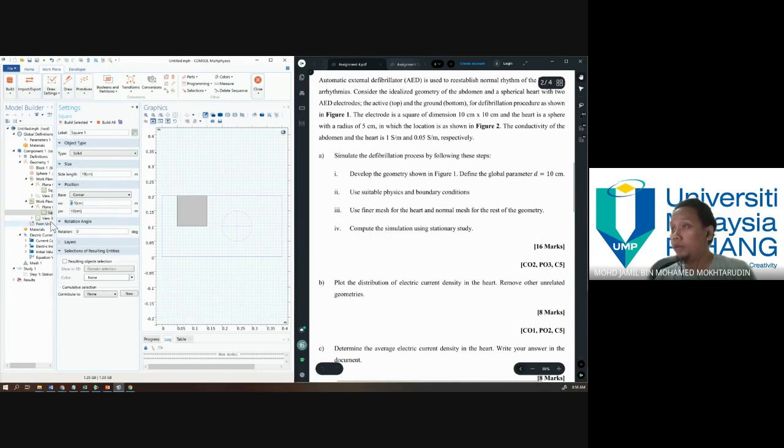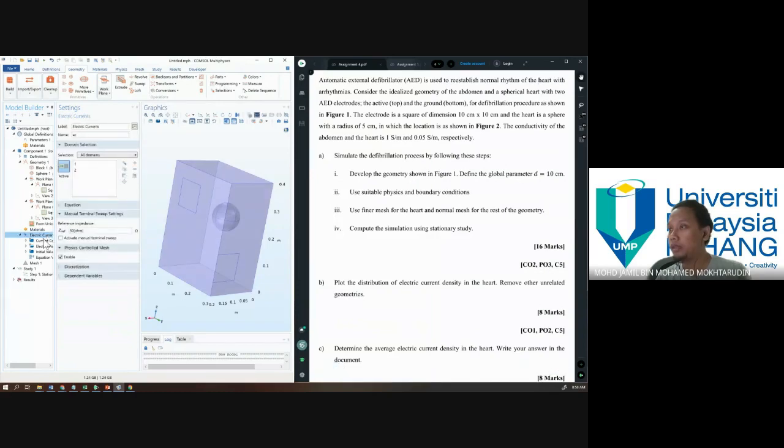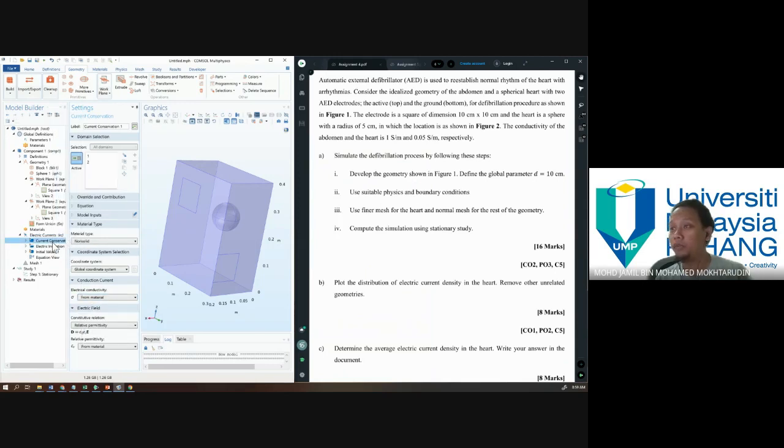Okay, so now we have the geometry. Then we can set the physics first. So here in the physics, we need to set the conductivity. So by default, the software gives you only one current conservation. So you need to add one more. So just duplicate.